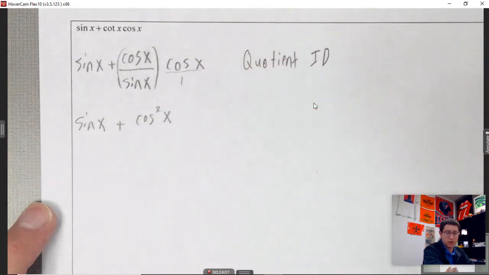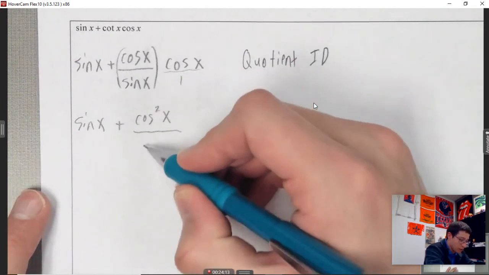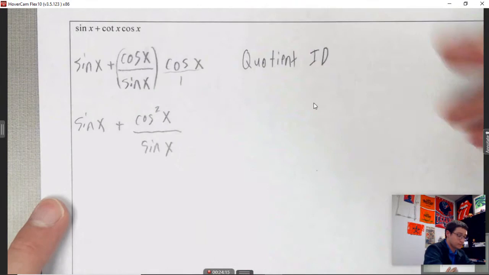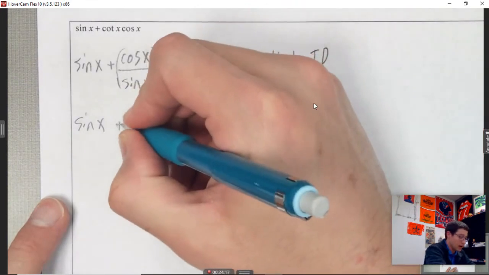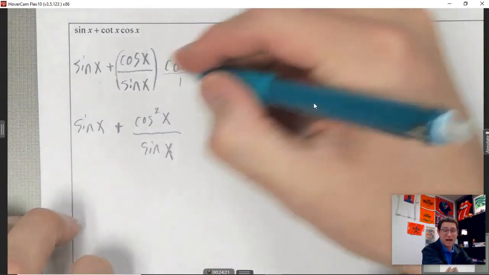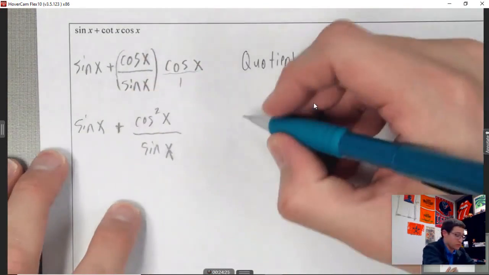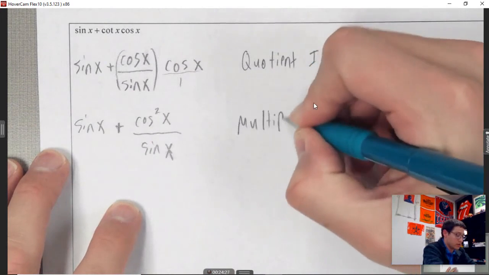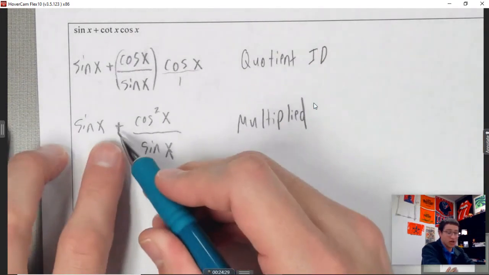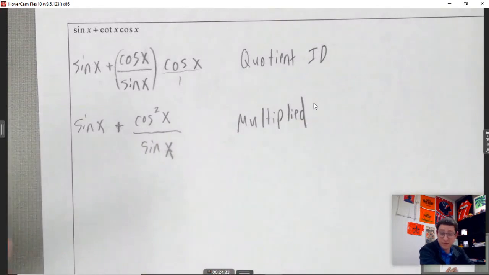If you really wanted to rewrite, you could write it as cosine of x over 1. So cosine squared of x over sine of x, and we are adding in between here. Now what we should notice is that we're trying to add fractions. We have this and we have this, and we just multiplied. But we're trying to add fractions, so we need to get a common denominator.